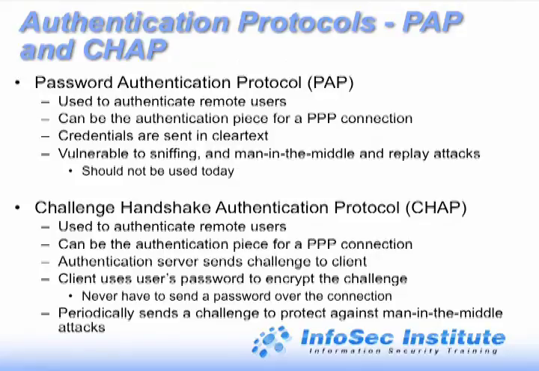CHAP can be used to authenticate when in PPP. It sends a challenge to the client, and the client uses the user's password to encrypt the challenge, and then it periodically sends the challenge to protect against man in the middle.